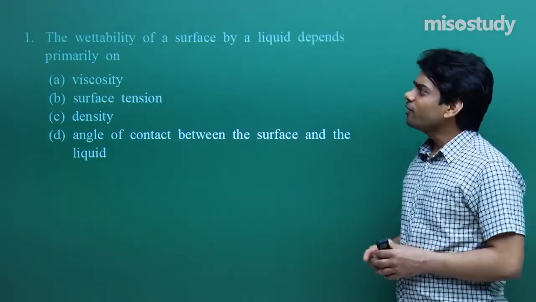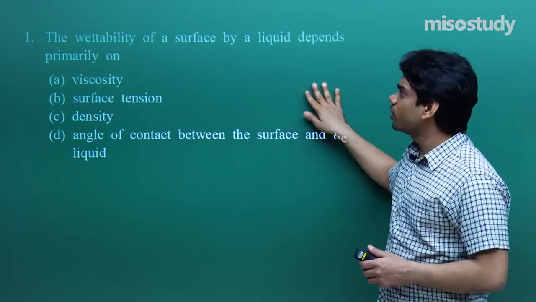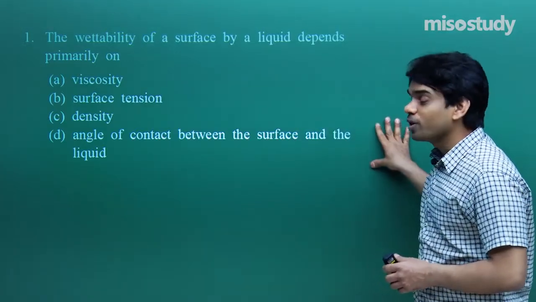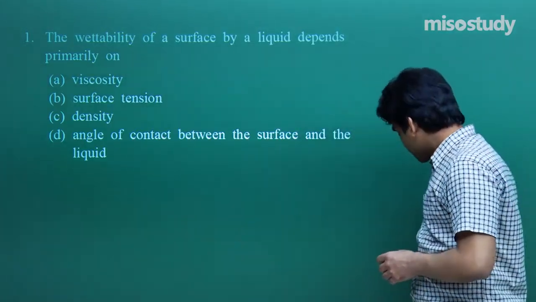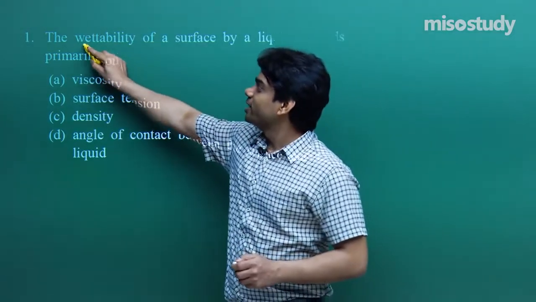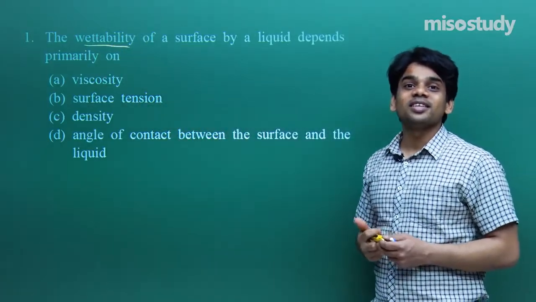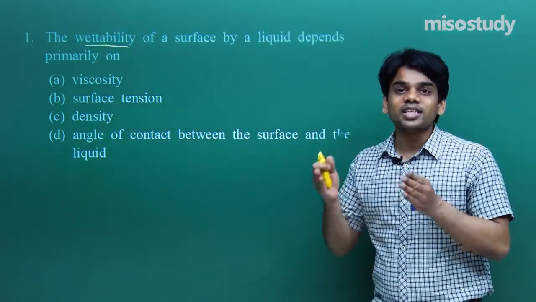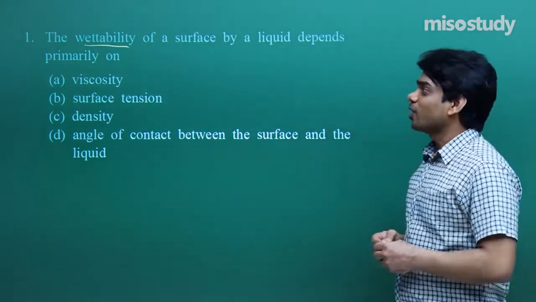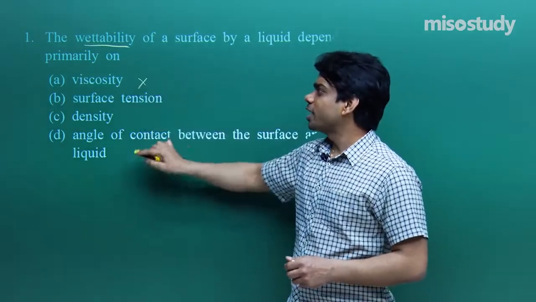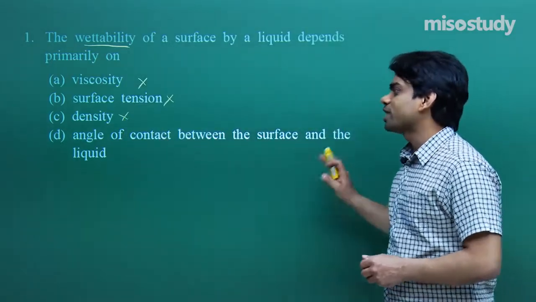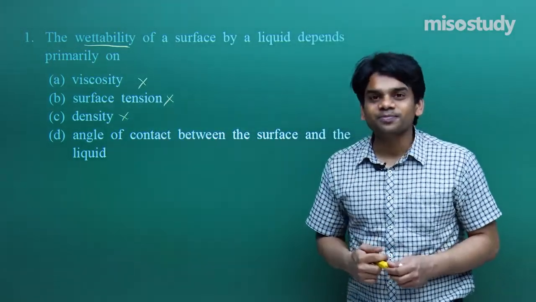Let's start it. We have the first question: the wettability of a surface by a liquid depends primarily on. This question has been asked in one of your previous NEET examinations, so it's a very important question. If you remember the theory that we have discussed in class, wettability means the adhesive force between the surface and the liquid should be more than the cohesive force. And that depends, first of all, on viscosity? No. Surface tension? No. Density? No. D, angle of contact between the surface and the liquid? Yes.